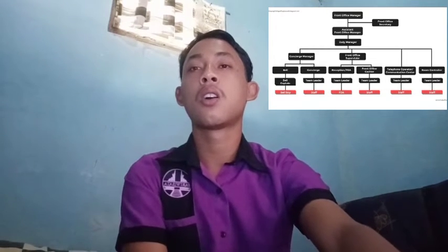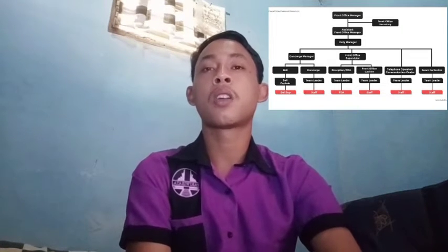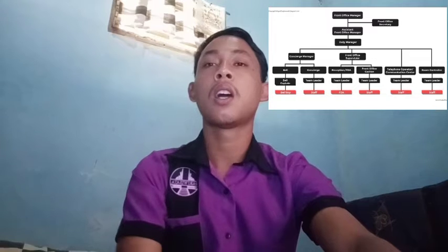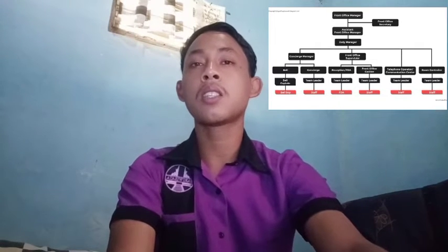The next is the concierge manager. The concierge manager is the head of the bell and concierge section. The duties and responsibilities are as follows. Supervise all operational work in the bell section and concierge section. Provide direction and training for all staff in the bell section and concierge section. Complete all administration in the bell section and concierge section. Ensure all operational activities run properly and correctly.